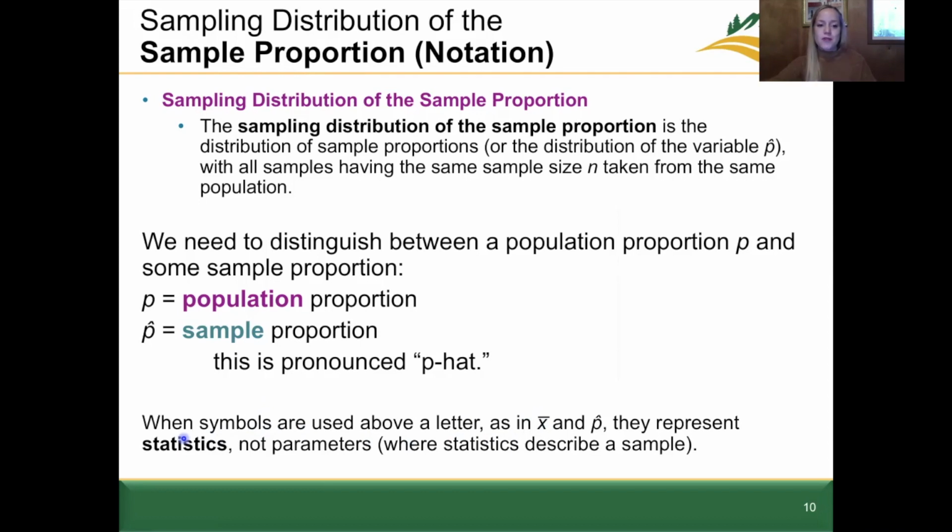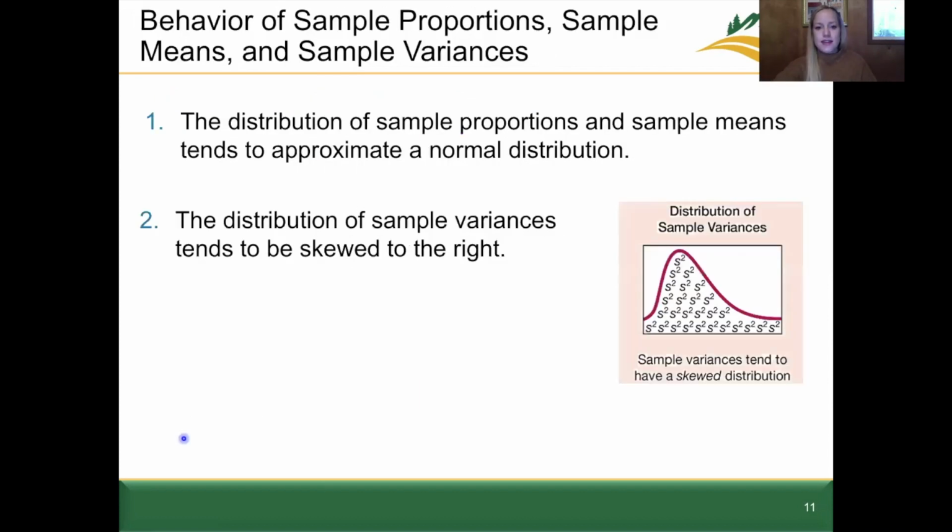So far I've introduced sampling distribution of the sample proportion, the sample mean, and the sample variance. Let's talk about some behaviors of all three of these categories. So number one, the distribution of sample proportions and sample means tends to approximate a normal distribution. From the details in chapter 6, a normal distribution is going to be a bell-shaped curve. It's going to be symmetric.